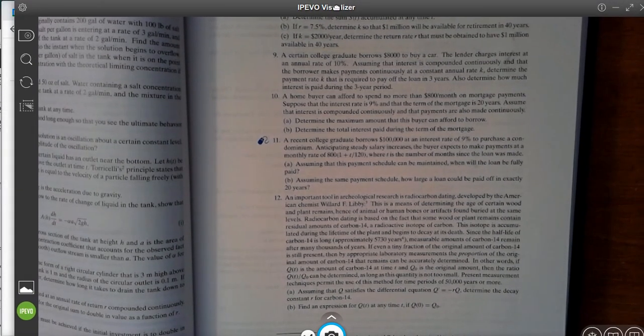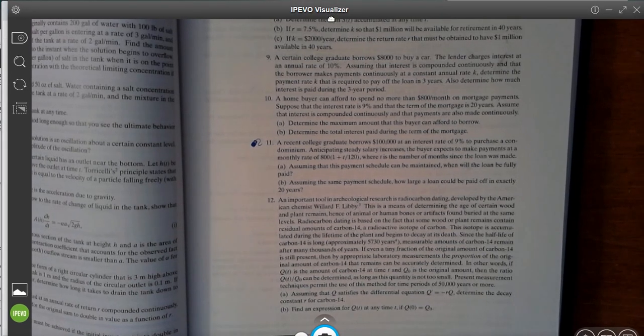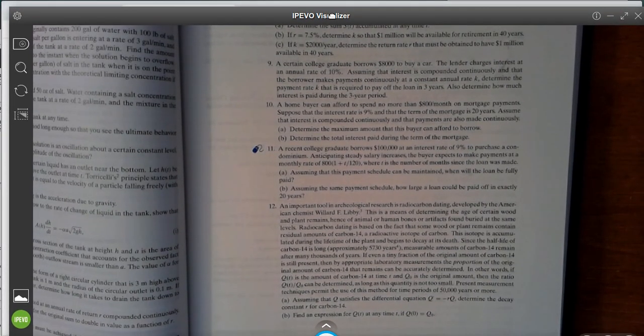Hi everybody, so this is just an example of how to use some of the software. We're going to use Wolfram Alpha today to solve this problem from section 2.3, number 11.